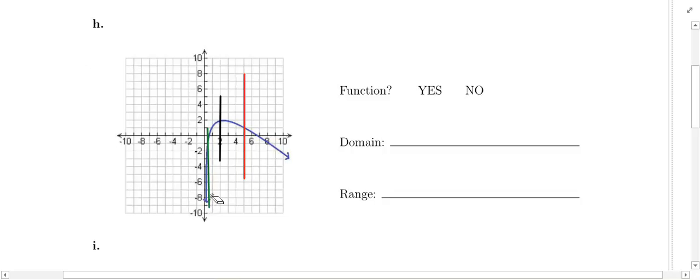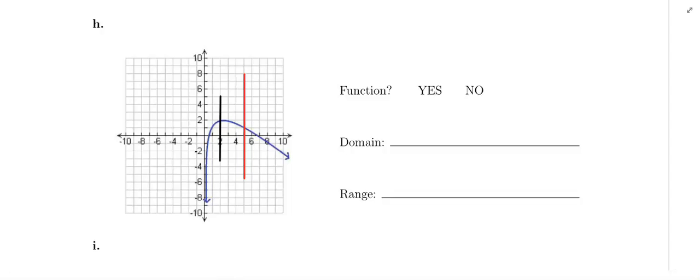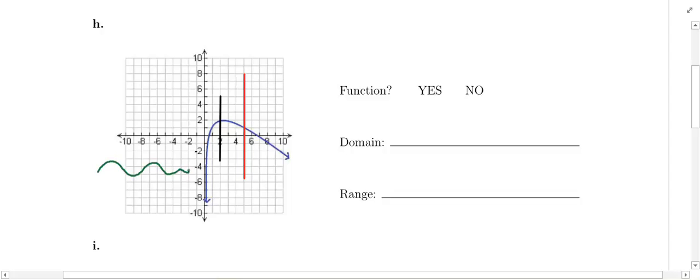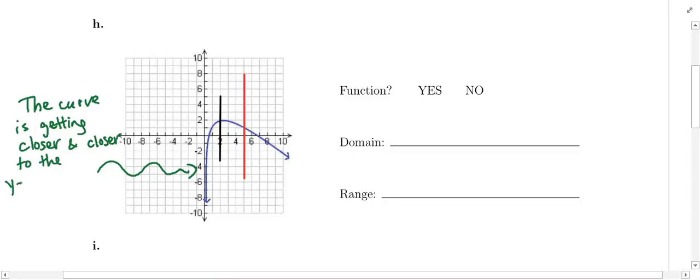So let me erase this here. I'm going to draw a little arrow right here. What's going on is that the curve is getting closer and closer to the y-axis, but never touches or crosses it.